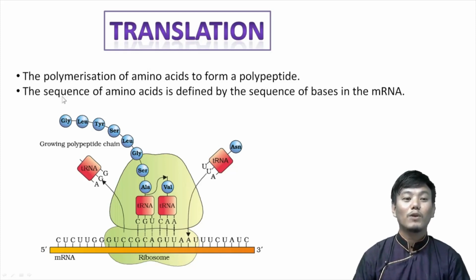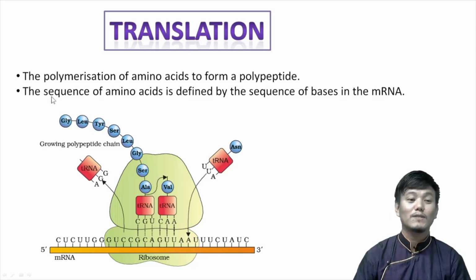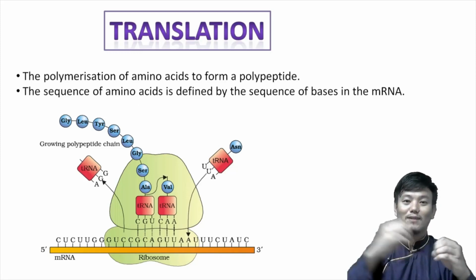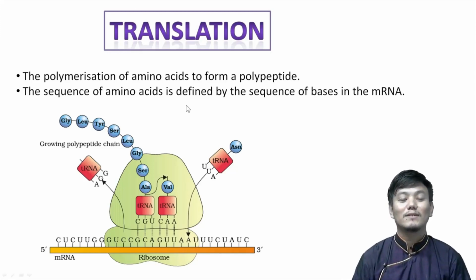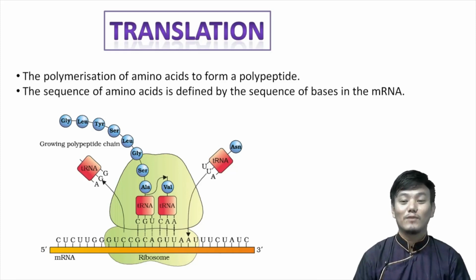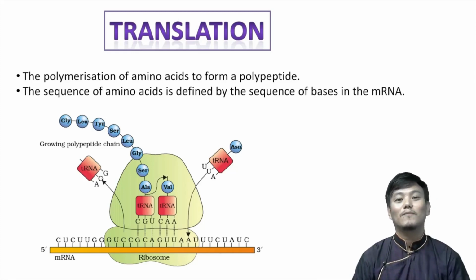But now there is one important piece of information about the translation process. The sequence of amino acids is defined by the sequence of bases in the mRNA. So in which particular order the amino acids are arranged, the sequence of amino acids, is dependent upon the sequence of bases in the messenger RNA. I told you before that messenger RNA carries the codons, and the sequence of codons present on the mRNA will define the sequence of amino acids in the polypeptide. So that is the important thing to remember.